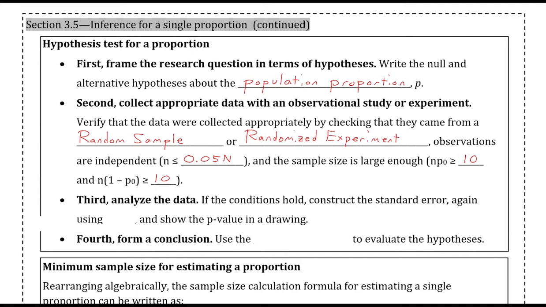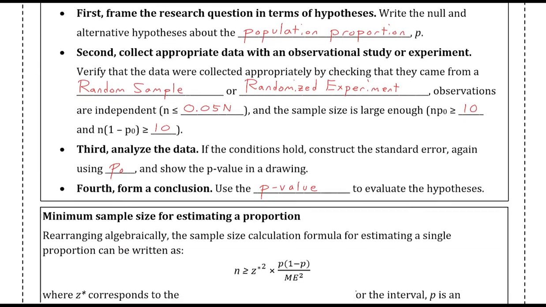Third, we will analyze the data. If the conditions hold, we will construct the standard error, again using p sub 0, and show the p-value in a drawing. Fourth and last, we will form a conclusion. We will use the p-value that we find to evaluate the hypotheses.